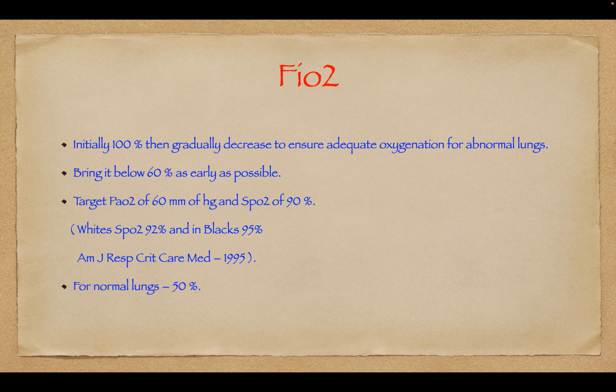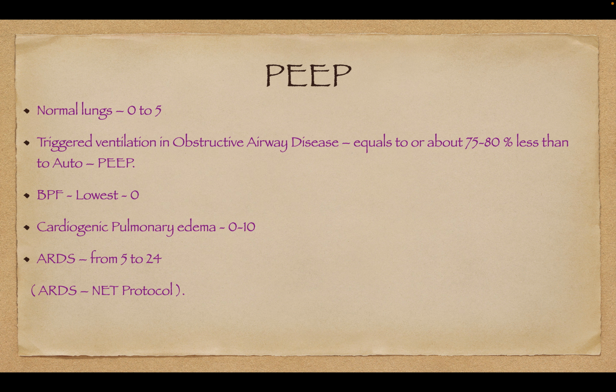For normal lungs, you can start with an FiO2 of 50%, and an FiO2 below 60% is not injurious to lungs, even if it is used for many days or weeks. This is how you need to titrate FiO2 and have a target of getting it down to 60% or less as early as possible.